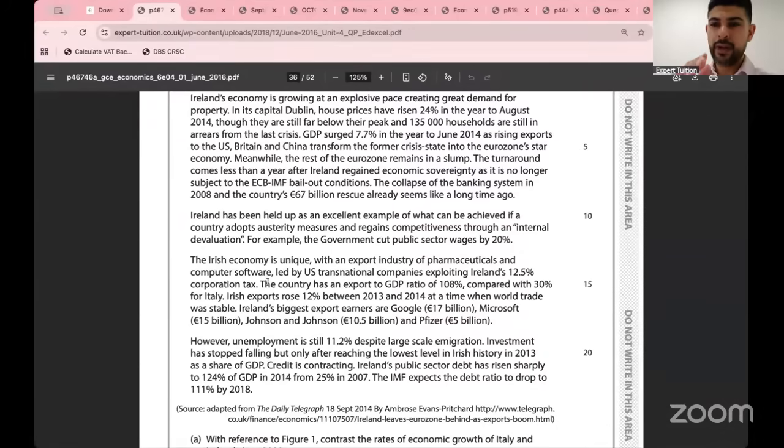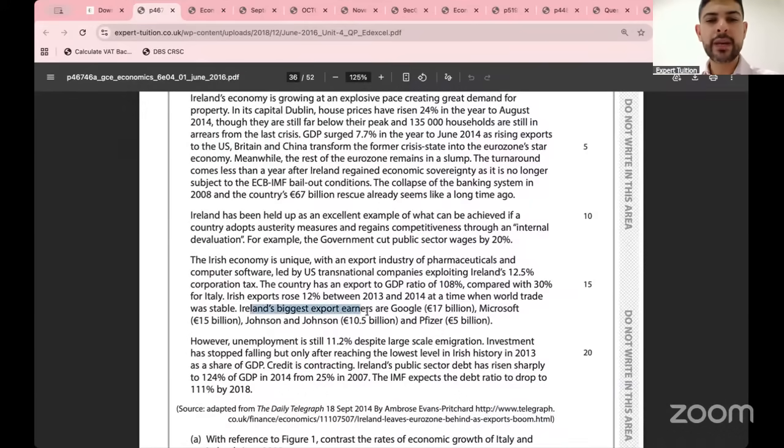The country, by the way, I don't even understand how the maths works here. One of you is probably smarter than I am mathematically. It says the country has an export to GDP ratio of 108%. How? But anyways, whatever, compared to 30% for Italy. Irish exports rose 12% between 2013 and 2014. Remember the earlier example I said, that when Nissan make their cars in the UK and then sell them overseas, that's an export for us. Ireland have had so much FDI that their export to GDP ratio is 108%. How? I don't know, but we're going to accept it.